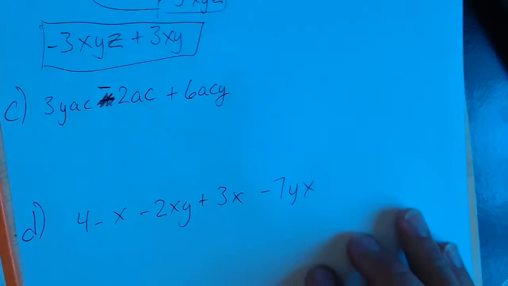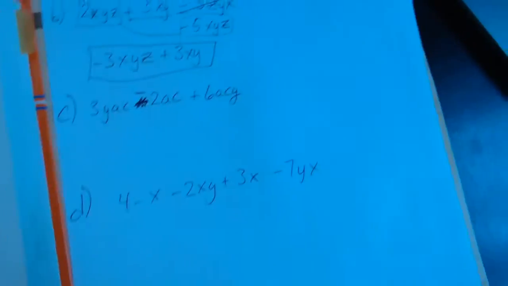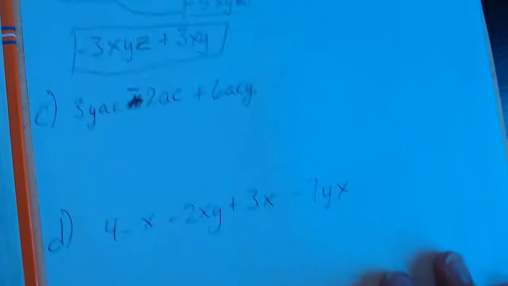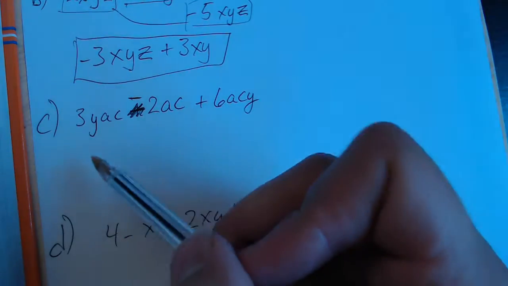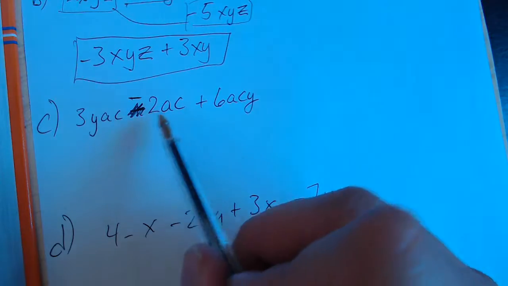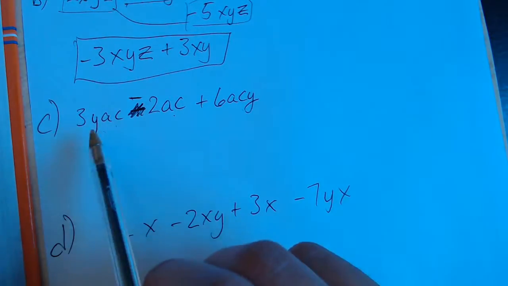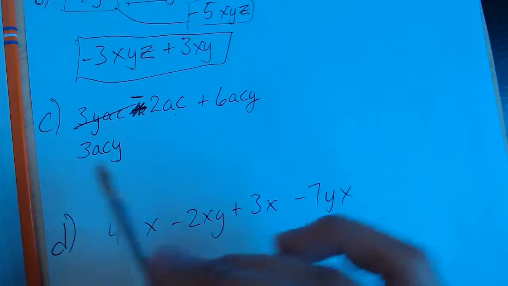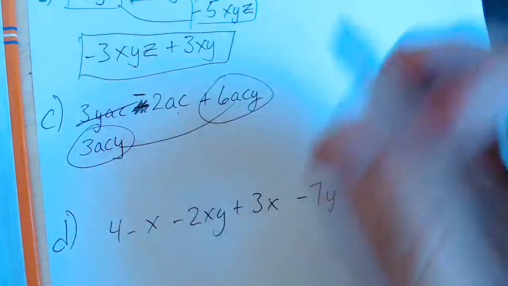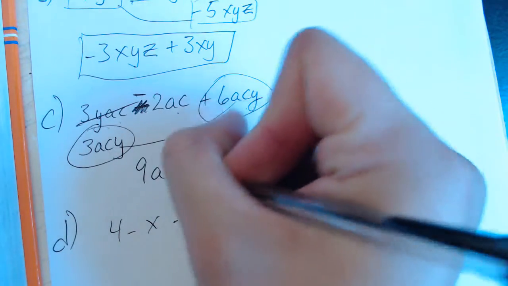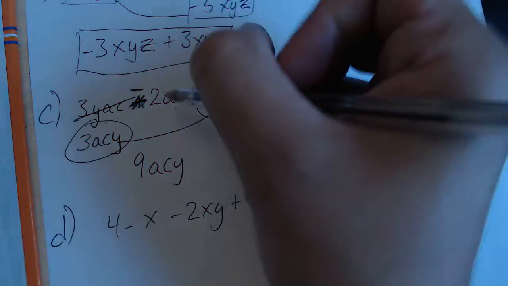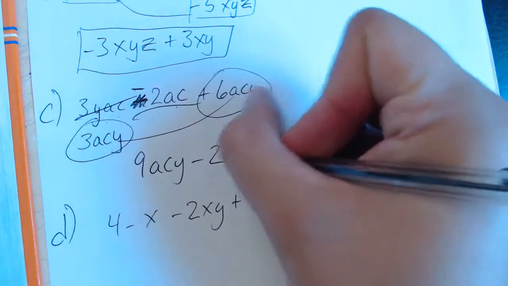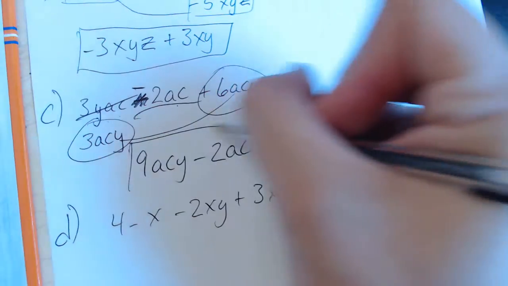Alright, so we should be getting a feel for this. We've got two more problems. We'll go ahead and do both of them. C, I kind of messed up writing. This is supposed to be a minus sign. And then they're all in alphabetical order, except that one's messed up. So we'll rewrite the 3yac, and that's going to become 3acy. And now we can see that these two are like terms. So then we have positive 3acy plus 6acy gives us 9acy. And then minus 2ac is the only one left, and we're done.